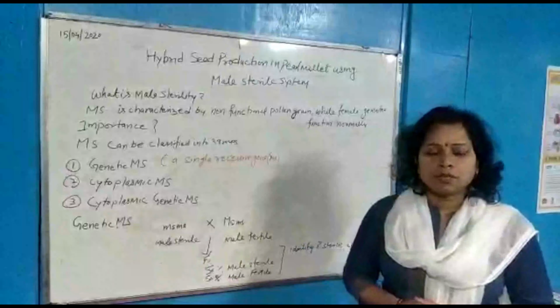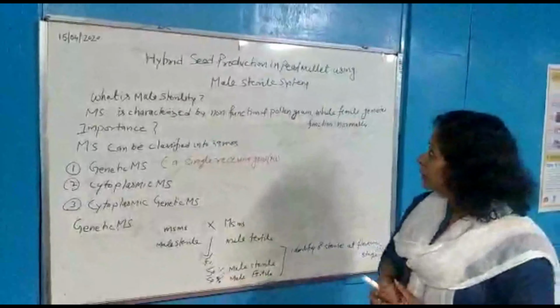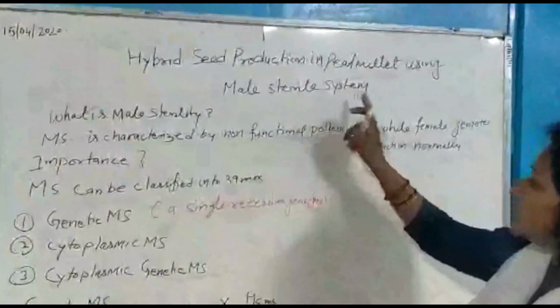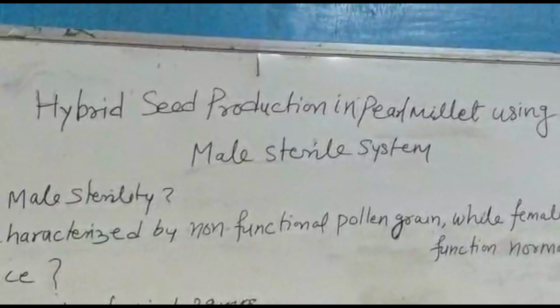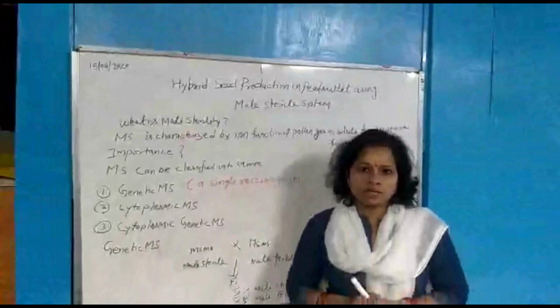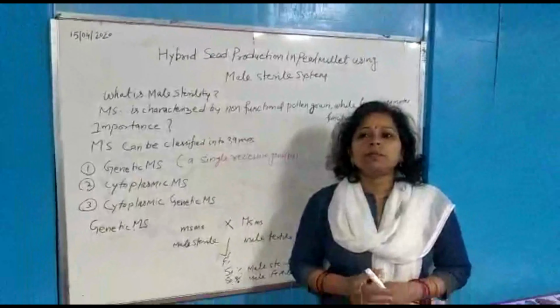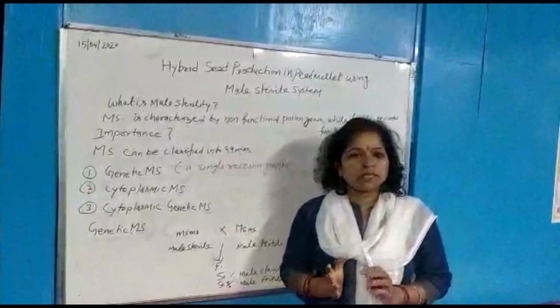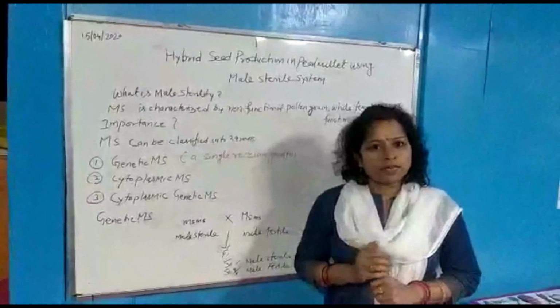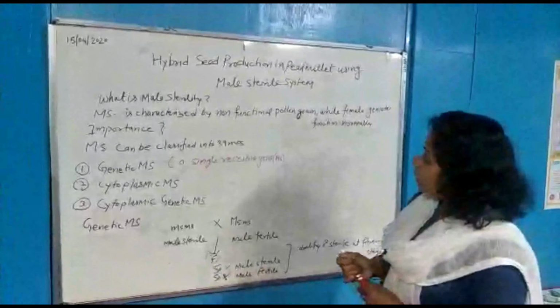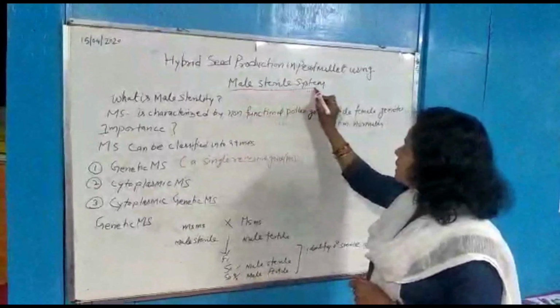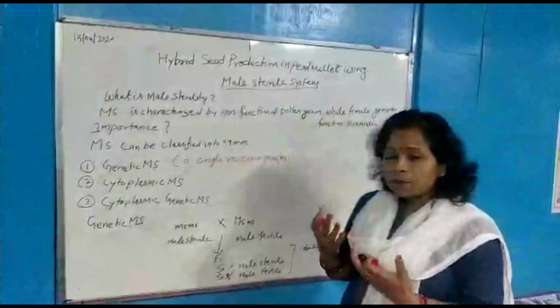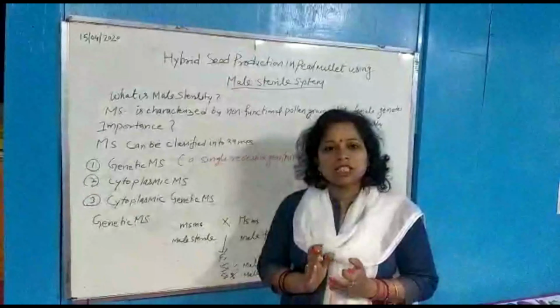Going to deliver a lecture on hybrid seed production in pearl millet using the male sterile system. Pearl millet, in Hindi, is known as bajra, and it is a cross-pollinated crop. 80% cross-pollination occurs in this crop and 20% self-pollination. So here we are using the male sterile system.